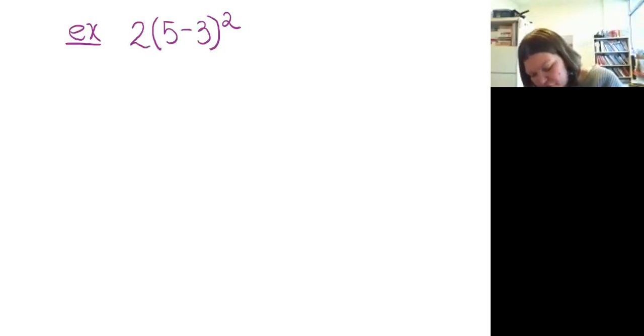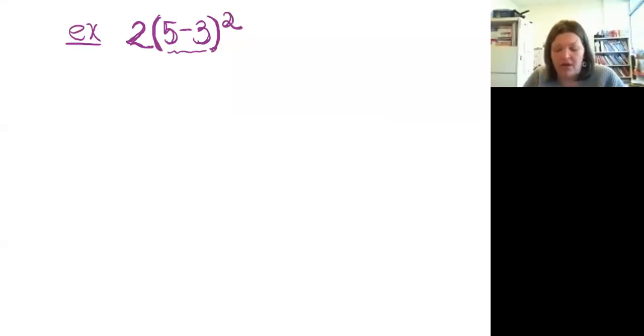This says 2 times the quantity of 5 minus 3. So when I say times the quantity, I'm saying times all of this, not just the 5, times all of that. So times the quantity of 5 minus 3 squared. I read that little floating power 2 as squared. You could also say to the second power.